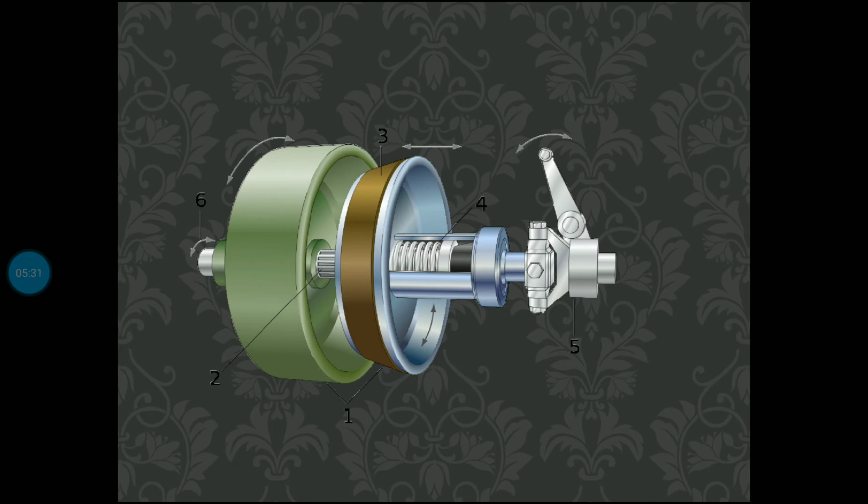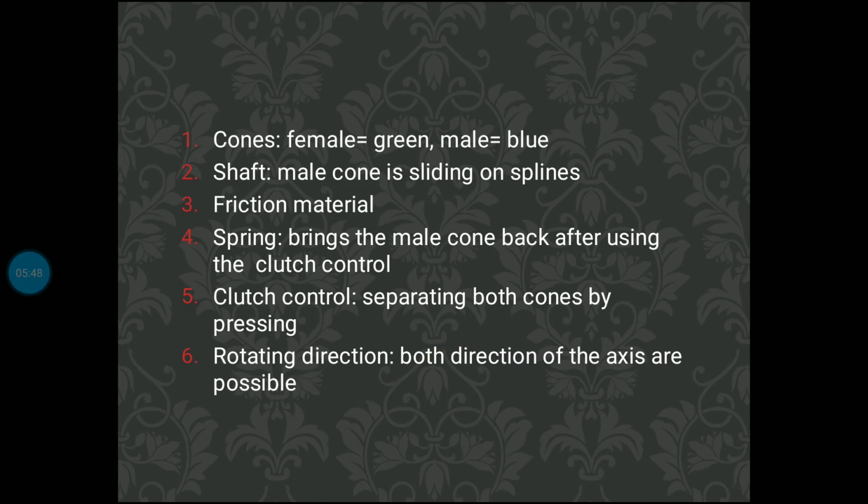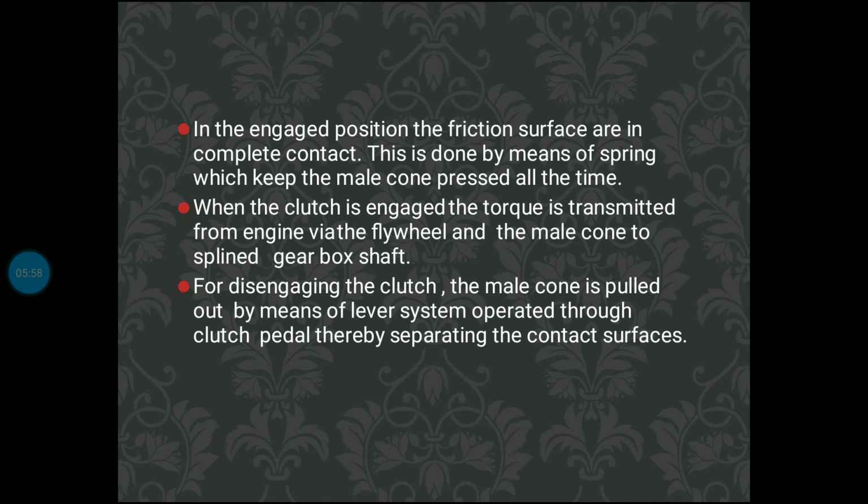Look at the brown color in the diagram. It looks like a cone type, so it will go and connect, and the friction will be in a cone type. It will be in a slope on two sides, an internal slope, and that is why it is called a cone clutch. The main parts: male cone, female cone, shaft, friction material, spring, clutch control, rotating direction. This is the working principle of the cone clutch.